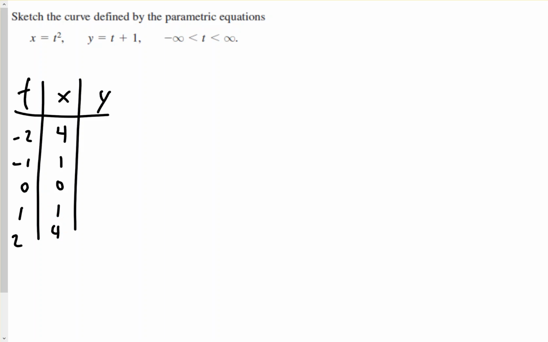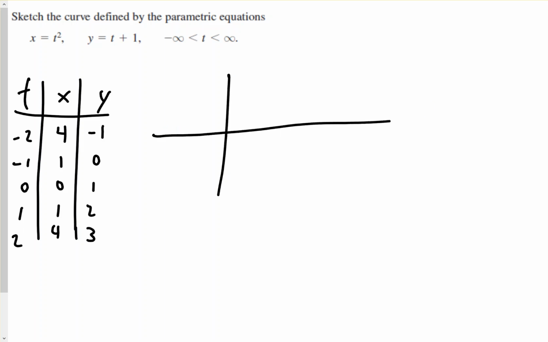For the y's, okay, I'm plugging into the second equation. Negative 2 plus 1 is negative 1. Then I have negative 1 plus 1, which is 0. 0 plus 1 is 1. 1 plus 1 is 2. And 2 plus 1 is 3. All right, so let's graph this, see what it looks like. Again, remember we're graphing the x comma y's.